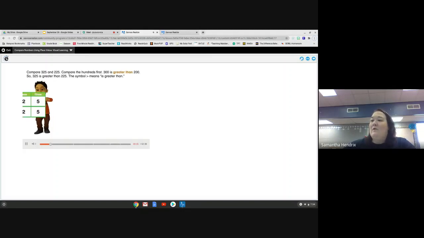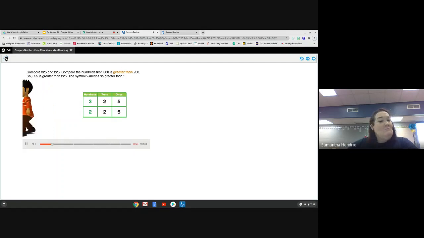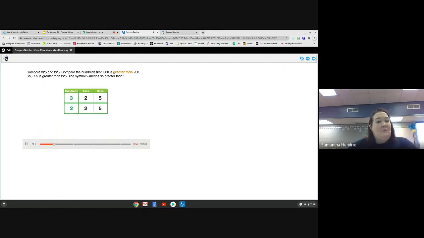Compare 325 and 225. Compare the hundreds first. 300 is greater than 200. So 325 is greater than 225. The symbol means is greater than.